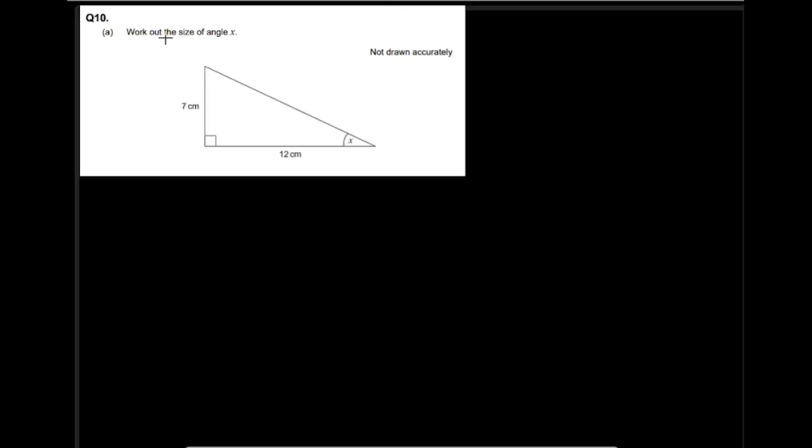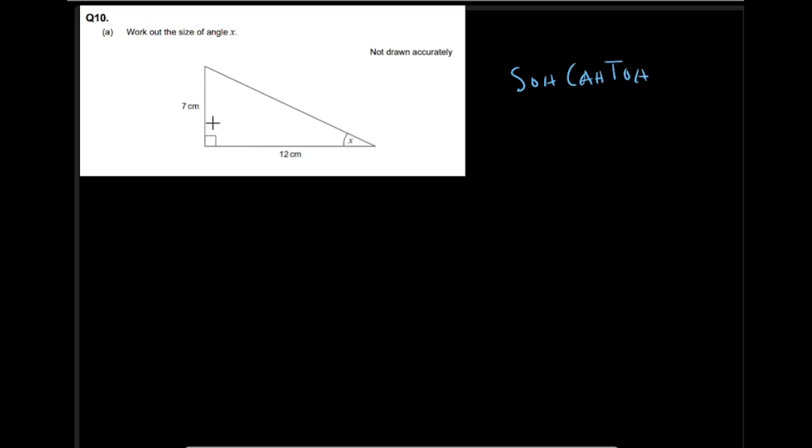Now question 10, they say work out the size of angle x. Now this is a right angle triangle, okay? So we don't need to start bothering about whether to use cosine rule or sine rule. Whenever we have a right angle triangle, we just make use of Pythagoras theorem or SOHCAHTOA. Pythagoras theorem if you're looking for any of the sides, SOHCAHTOA if you're looking for the angle. Alright, here we are looking for angle here. Alright, so make reference to SOHCAHTOA.